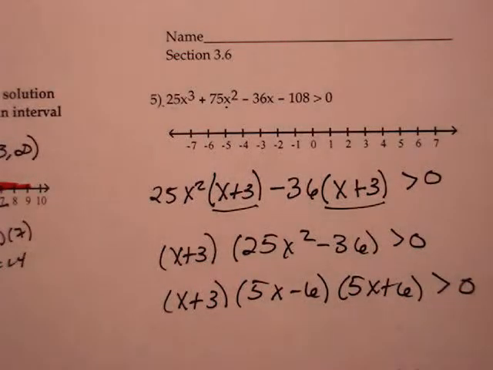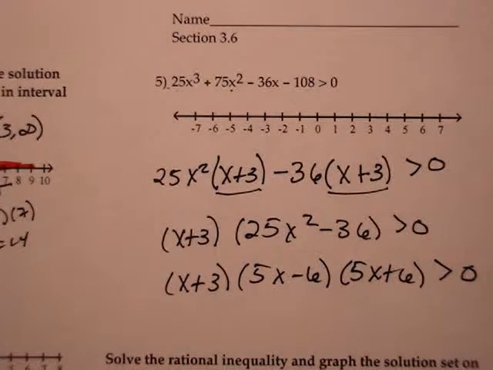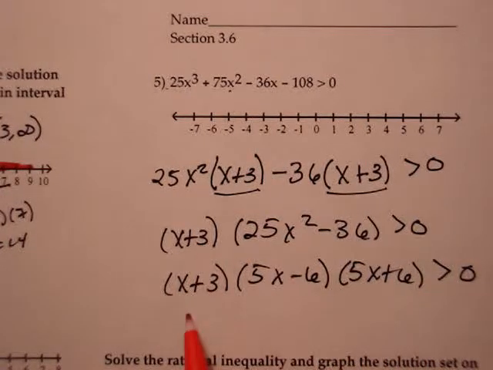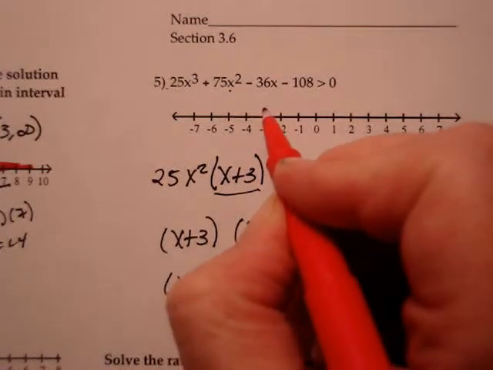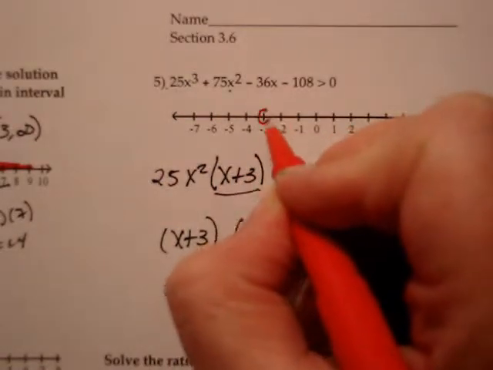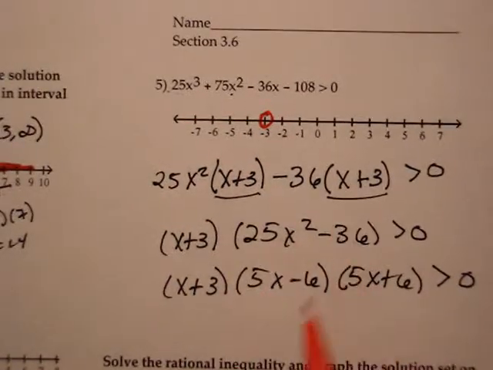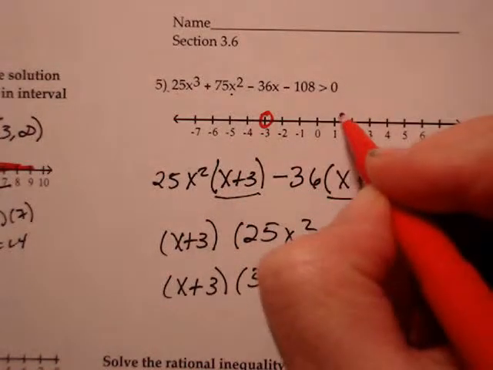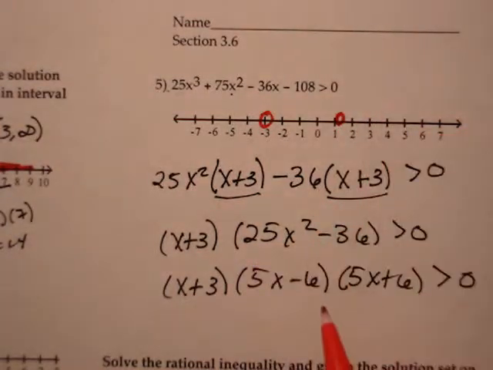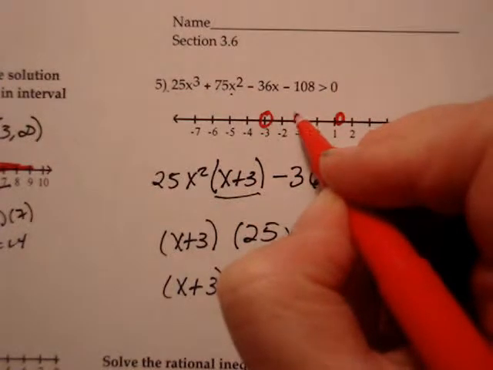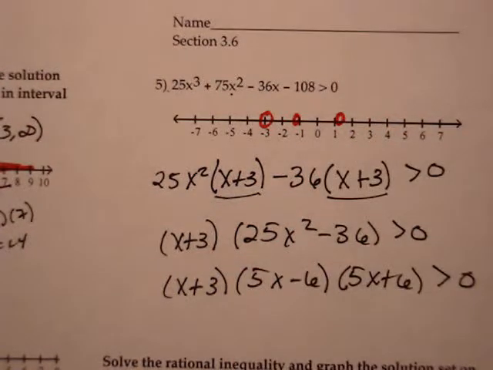Okay, there they are. So now I find my zeros. Okay, first I know that they're all going to be open dots because it's just a greater than. I have a 0 at negative 1. I'm sorry, negative 3. I have a 0 at, let's see, that'll be positive 6/5, which is 1 1/5, which is about here-ish, huh? And at negative 6/5, or negative 1 1/5, which is about here-ish. Okay, those are all open dots.